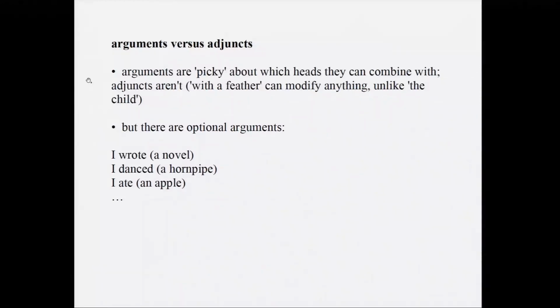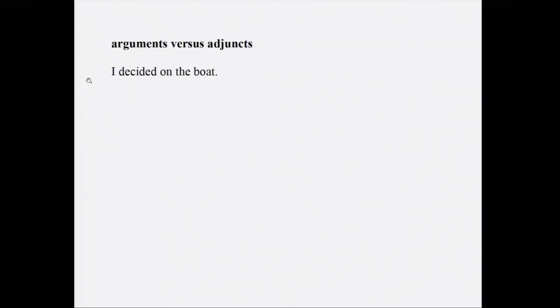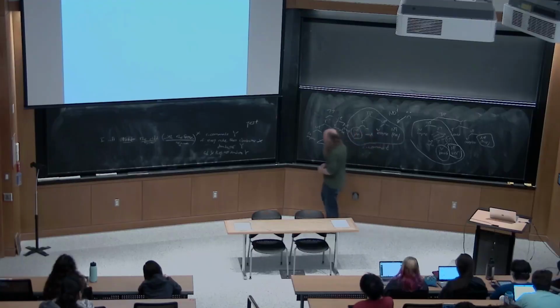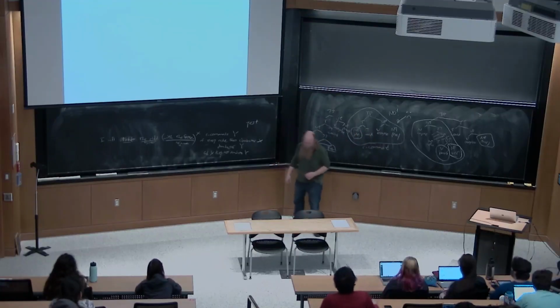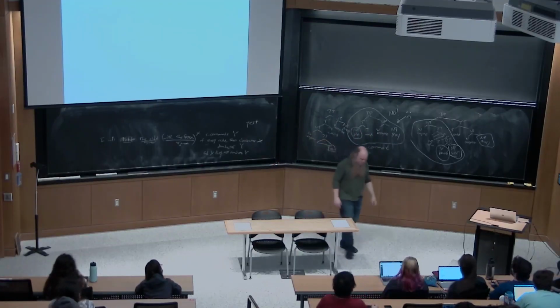so that's the distinction between arguments and adjuncts. Why are we bothering to distinguish between arguments and adjuncts? Well, there are various places where they behave differently in kind of interesting ways. So take a sentence like, I decided on the boat.